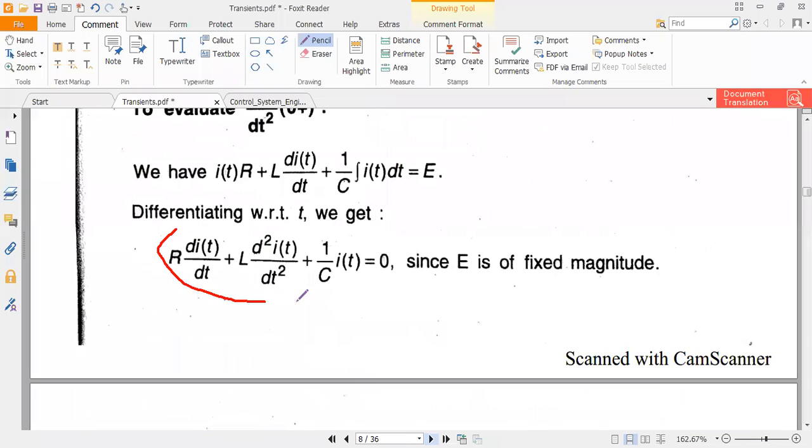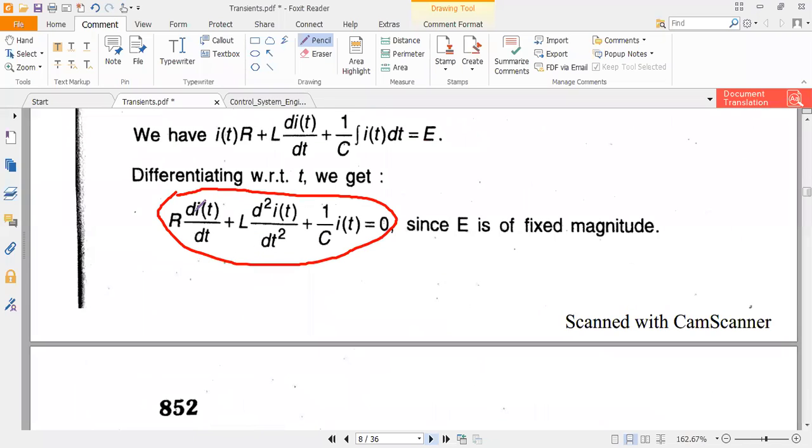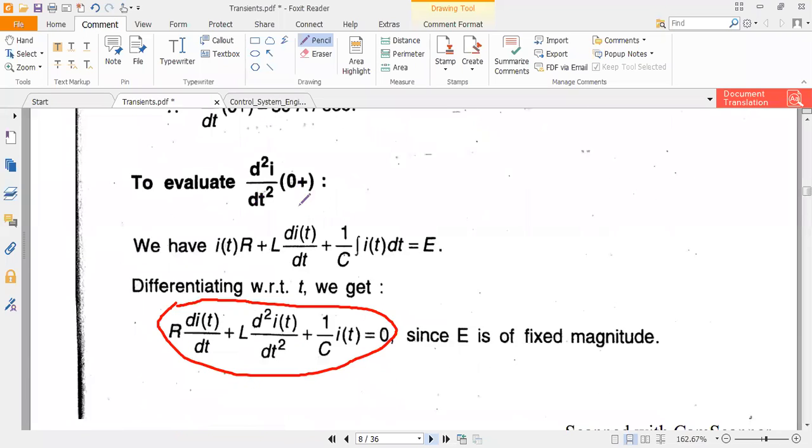So then you will get it like this, if you differentiate equation number 1. Then again, you know what dI of 0 plus by dt is, that is 50. And you know what I of 0 plus is, that is 0. So this term will become 0, and this term is R into some value.